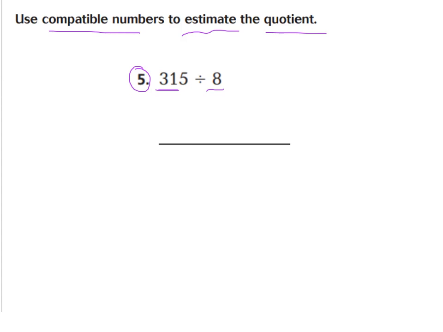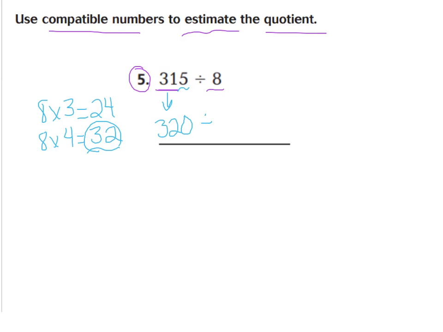I know that 8 times 3 is 24. That's kind of close to 31. Let me see what 8 times 4 is. Well, 8 times 4 is 32. That is a lot closer to 31 than 24. So I'm going to use my 32 as my compatible number. So instead of 31, I'm going to have a 32. Now there's a number after the 31, so I'm going to change that into a 0. So I'm going to say 320 divided by 8. Now I'm going to use basic facts to divide. 32 divided by 8 is 4. Add my 0, so I have 40. So 315 divided by 8 is about 40. That is my estimate.